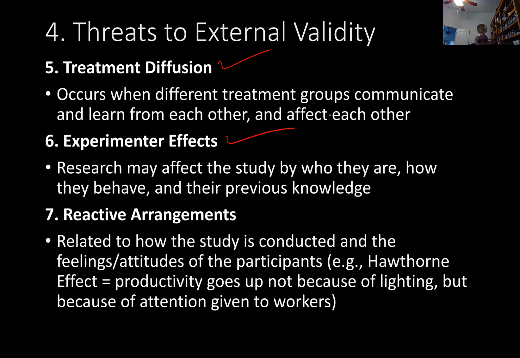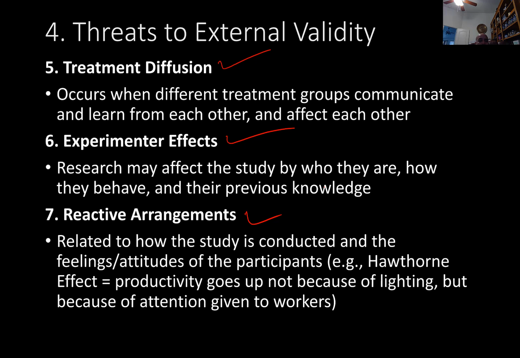Experimenter effects. The researcher may affect the study by who they are, how they behave, and their previous knowledge of that school, right? Do you connect with the kids? Do you not connect with the kids? How are you introduced? That type of thing. And then you have these reactive arrangements, which are related to how a study is conducted and the feelings and attitudes of the participants about, do they want to perform for you or not? Are you giving them pizza?